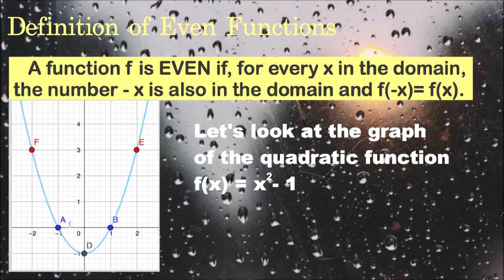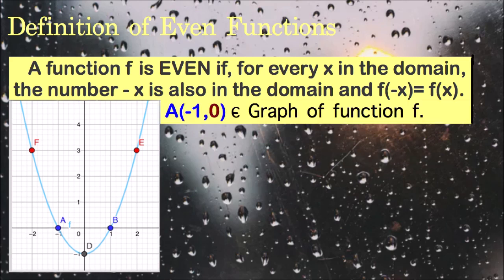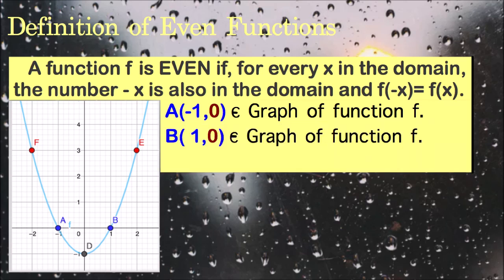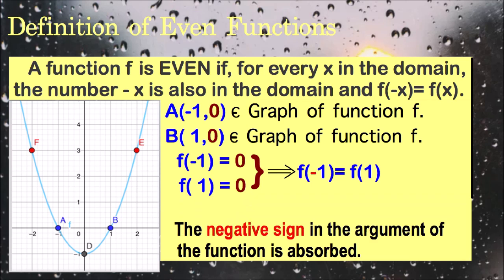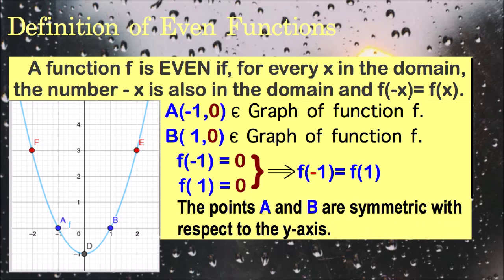Let's look at the graph of the quadratic function f of x equals x squared minus 1. A, negative 1, 0 belongs to the graph of function f. B, 1, 0 also belongs to the graph of function f. F of negative 1 equals 0. F of 1 equals 0. Thus, f of negative 1 equals f of 1. The negative sign in the argument of the function is absorbed. It disappears. The points A and B are symmetric with respect to the y-axis.